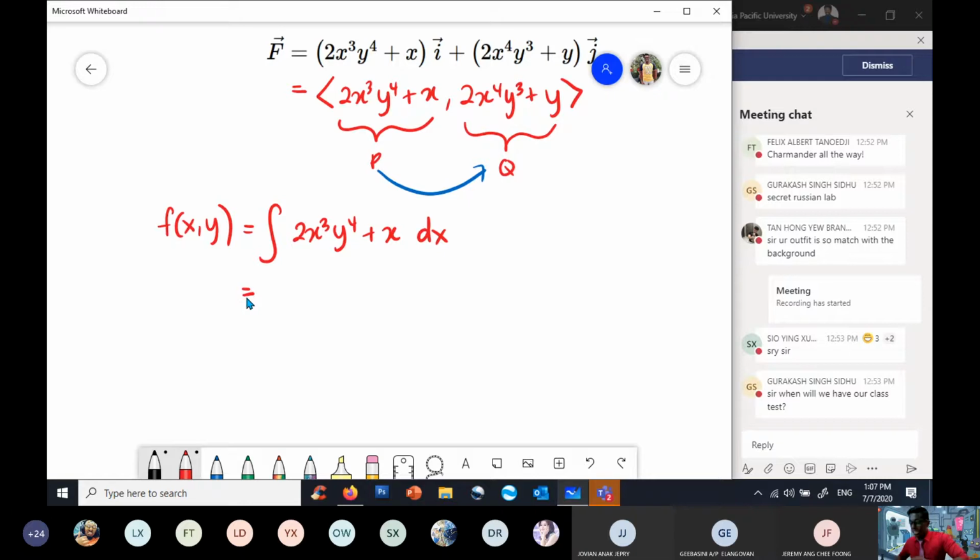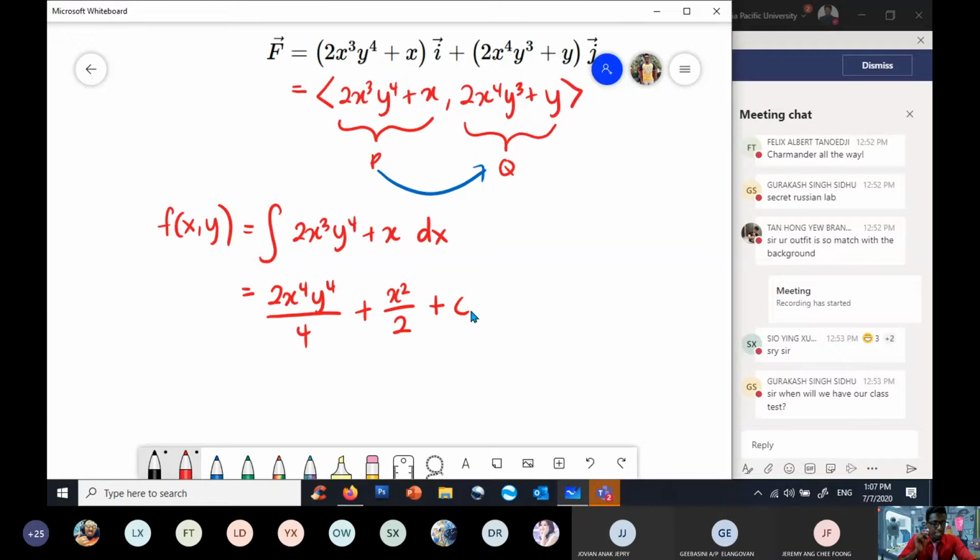So doing this, let me just cross check with the one that I did before the class to make sure I don't do any mistakes here. If I integrate this with respect to x, your y is a constant. Okay, so it will be 2x4 y4 divided by 4 plus integrate this with respect to x, you are going to get x squared over 2. And we would put a plus c. This is the common way.